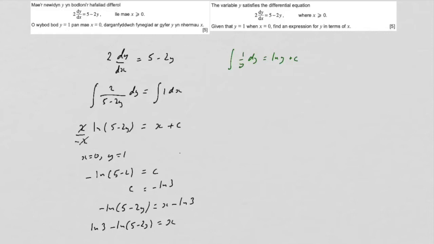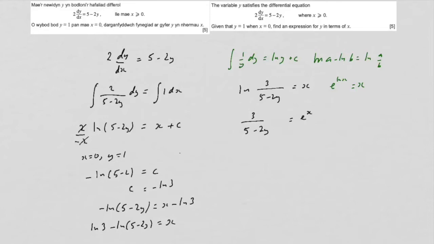Then using the log rules, log a minus log b equals log a over b. So we can now write log of 3 over 5 minus 2y equals x. And then we can do e to the power of both sides, and e to the power of log x is just x. So the left hand side just becomes 3 over 5 minus 2y, and the right hand side becomes e to the x.